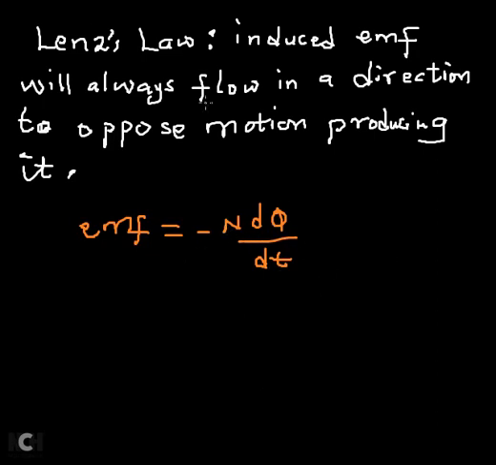So the motion that is producing this EMF is actually this change in flux, and that EMF is always in the opposite direction. That simply means that if the change in flux is moving in the positive direction, then the EMF that is produced will move in the negative direction, and vice versa. So the EMF produced always flows in a direction that opposes the change that yields it. So please take note of that.